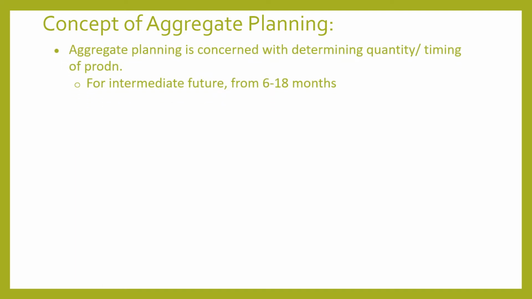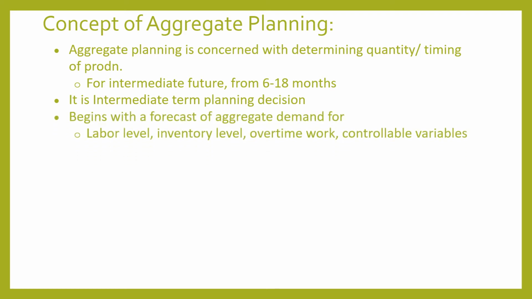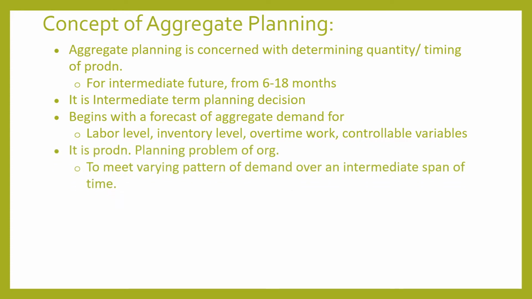So aggregate planning is concerned with determining the quantity and timing of production for the immediate future, from 6 to 18 months. It is an intermediate-term planning decision. It begins with a forecast of aggregate demand for labor level, inventory level, overtime work, and controllable variables. It is a production planning problem of an organization to meet a varying pattern of demand over an intermediate span of time.